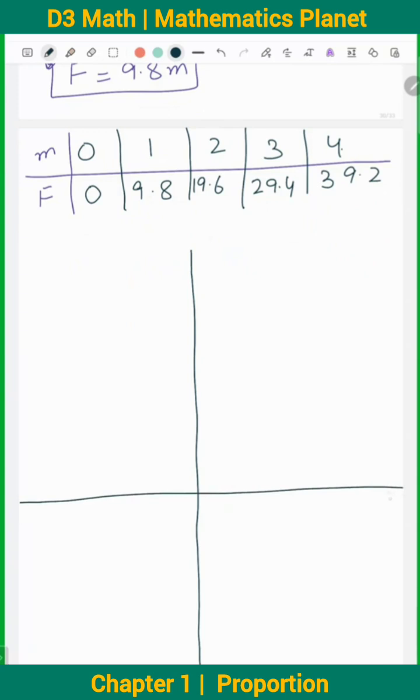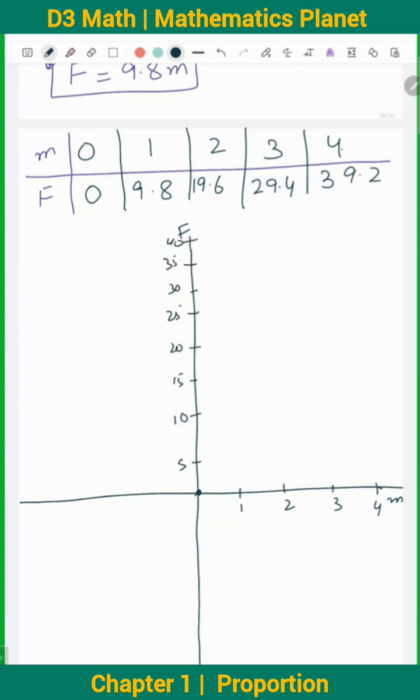So we have here, m on the horizontal axis and f on the vertical. When m is 0, f is 0; then 1, 2, 3, 4. And from here we have 0, we can put 5, 10, 15, 20, 25, 30, 35, 40.